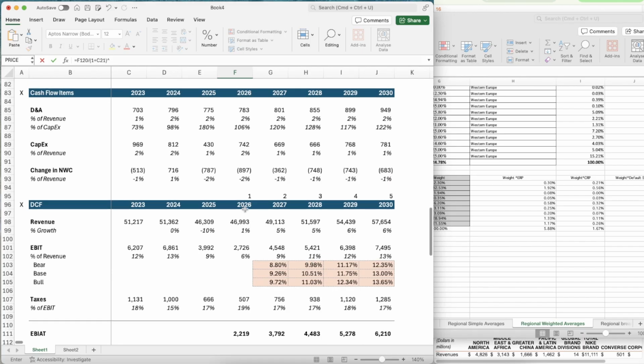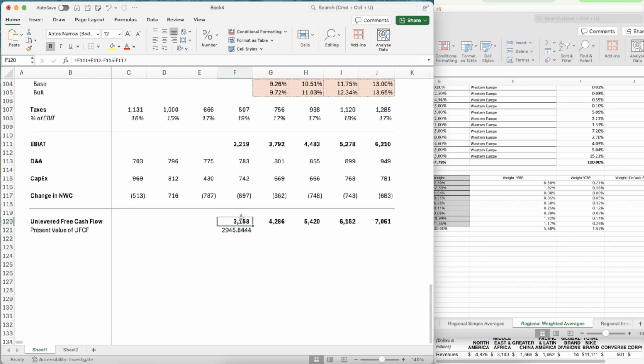So remember we wrote these down here. We do it like that. Lock in your WACC because we never want that cell to change when we're dragging it across. There we go.